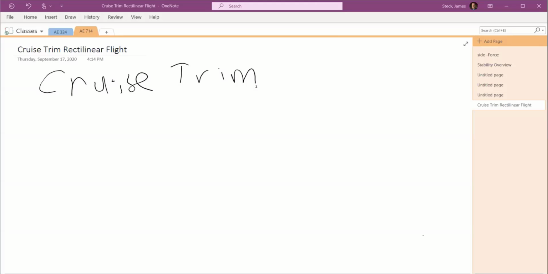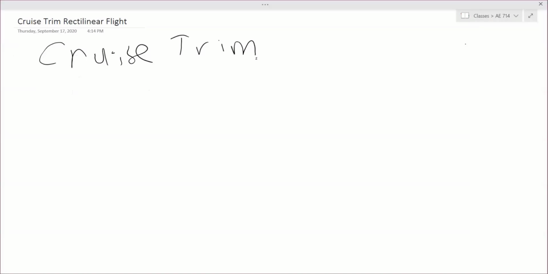Okay, today we're going to do the rectilinear flight cruise condition. So I'm going to lecture on the screen for a bit and then maybe switch over to the camera. So this is in chapter 4. We started chapter 4 with the stability review, and now we're talking about a cruise trim condition.